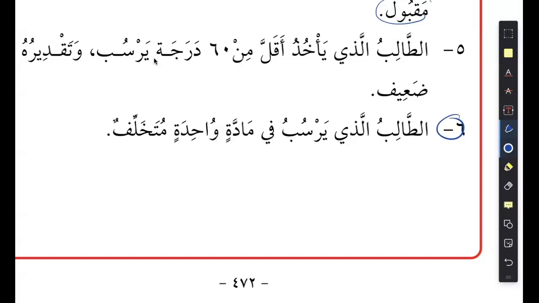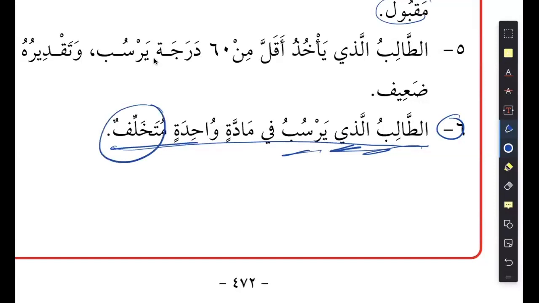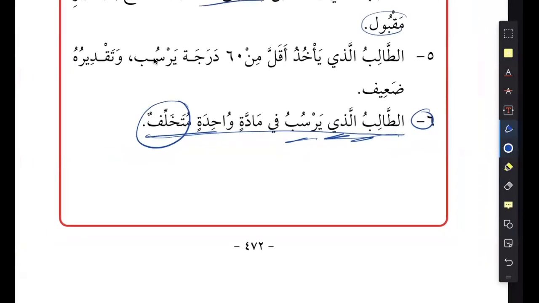Now, here's what they meant. Look, it says الطالب الذي يرسب في مادة واحدة متخلف. So here they clearly answered the question they were asking before. The student who يرسب, who fails في مادة واحدة, so if he fails one subject, he will be called متخلف. Okay, so that's what it means.